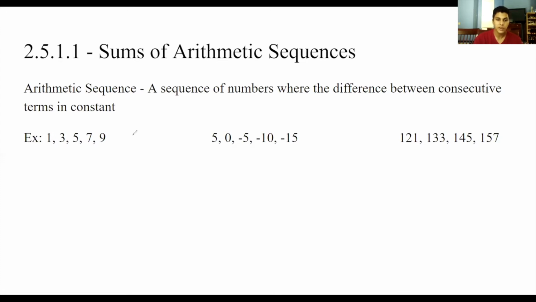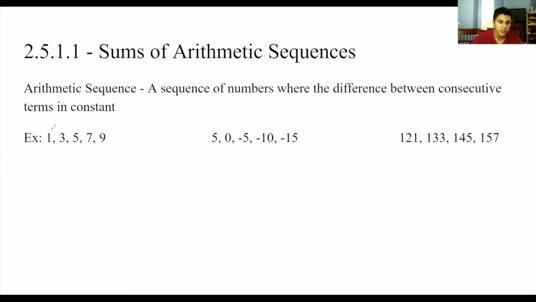So first we need to figure out what consecutive terms are. A term in a sequence is just one of the numbers. So this is a term, this is a term, this is a term, and all of the numbers are different terms of each of these sequences. We're talking about the difference between consecutive terms, so consecutive terms are terms where one comes right after another.